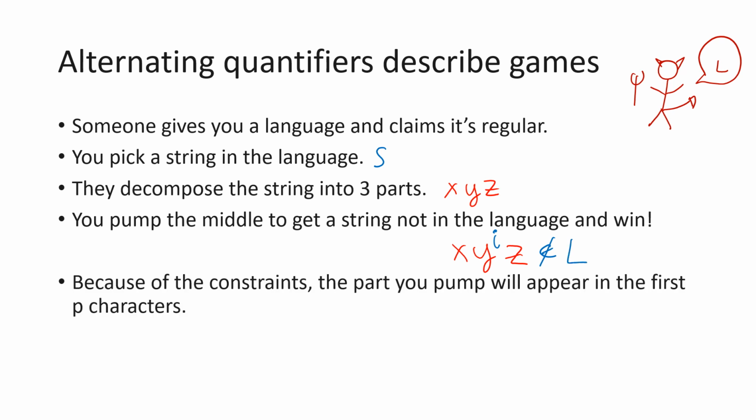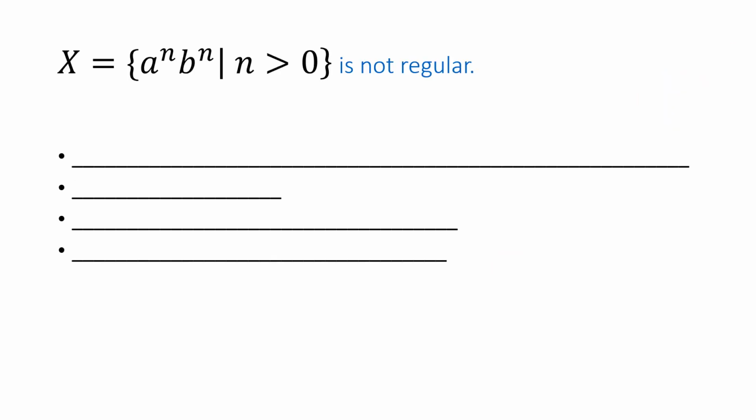You'll note as well that because of the extra constraints, the part that you're going to pump will appear in the first P characters. That just has to do with this requirement that the length of XY is less than or equal to P, which makes it easier to show where that loop is going to be if you pump. And in this way, you defeat this adversary. Finally, let's go over a proof to show why a particular language is not regular using the pumping lemma. Let's use the example we had at the beginning: A is equal to a to the n, b to the n for n greater than 0, and prove that it's not regular.